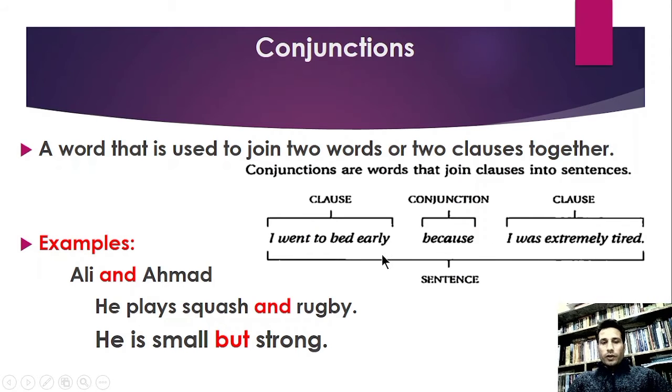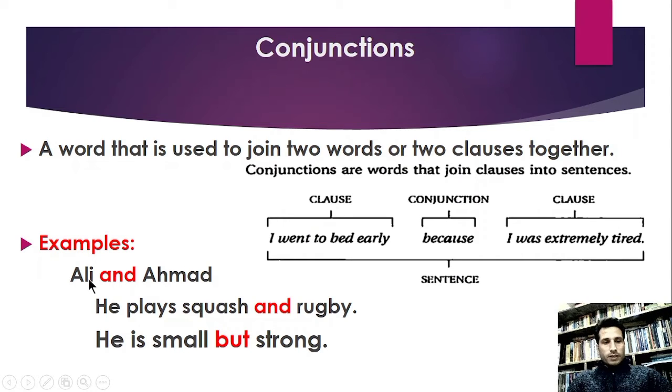But we join them into one sentence with the help of because. So here because is working as the conjunction because it is joining two clauses here. So that is why we call it a conjunction. So the basic function of conjunction is that it joins two words or two clauses together.